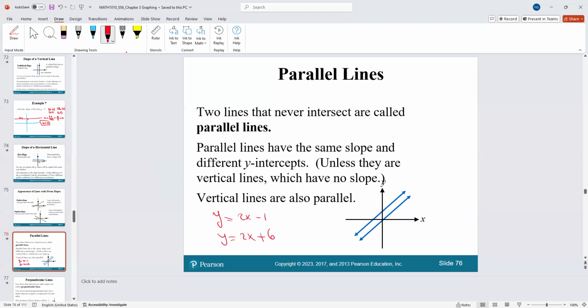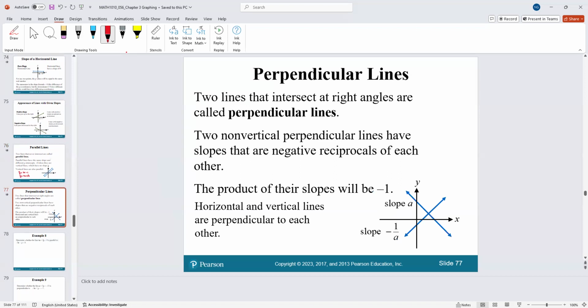the y-intercepts are different. Two lines that intersect at right angles are called perpendicular lines. Two non-vertical perpendicular lines have slopes that are negative reciprocals of each other. So that means if the slope is negative b over a for one of them, the other one would be a over b. So remember, the product of the slopes is -1.